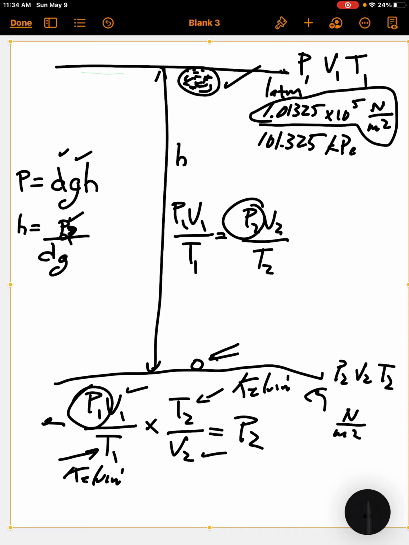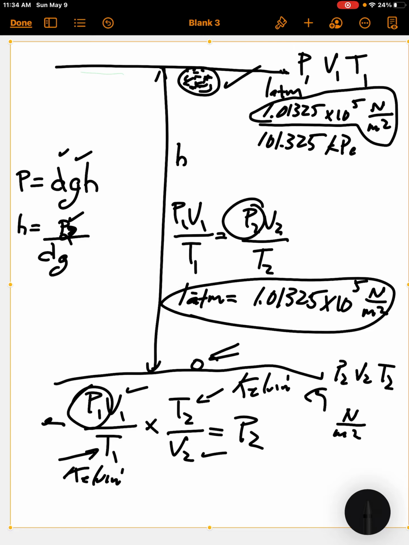So what do you do if they wanted it in atmospheres? You just say, look, 1 ATM is 1.01325 times 10 to the 5th newtons per meter squared. Right? That's the conversion of pascals to atmospheres. So you just do a conversion factor. So if you end up with a pressure that's like 5 times 10 to the 6th newtons per meter squared, you're just going to multiply that by 1 ATM per 1.01325 times 10 to the 5th newtons per meter squared. And that'll give it to you.